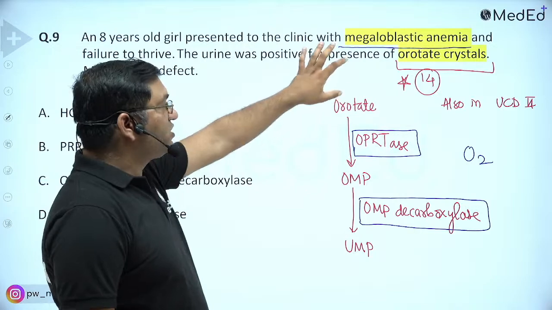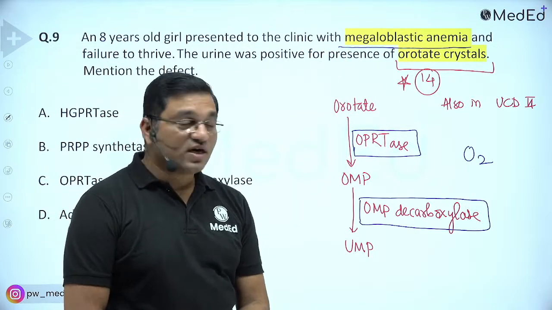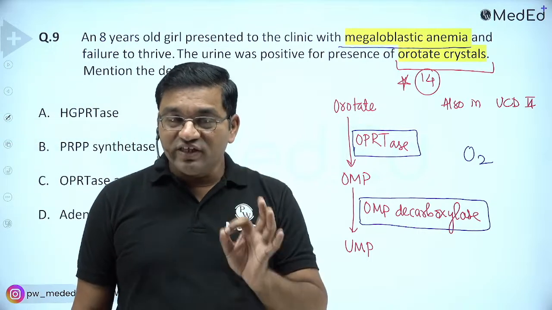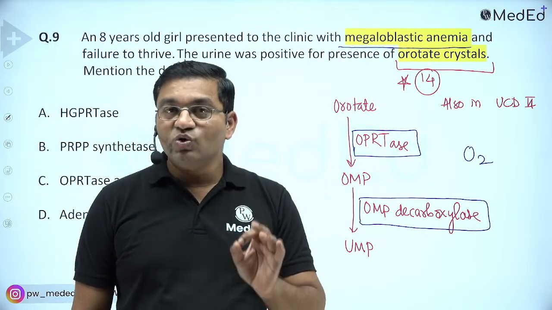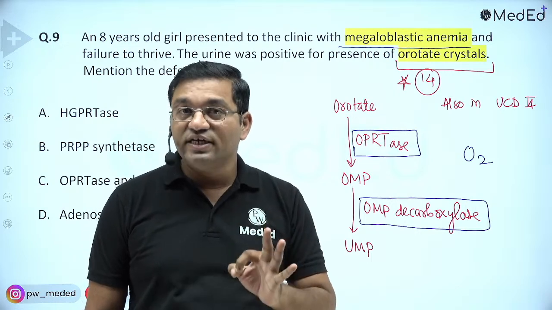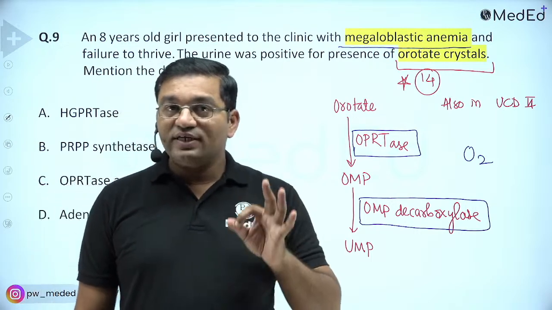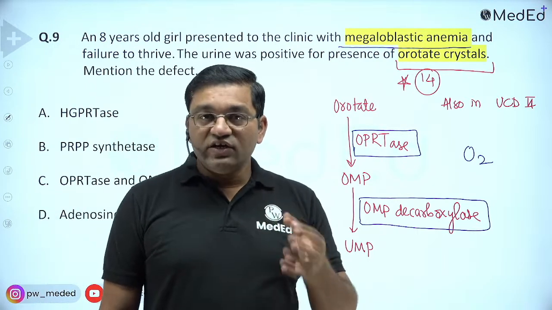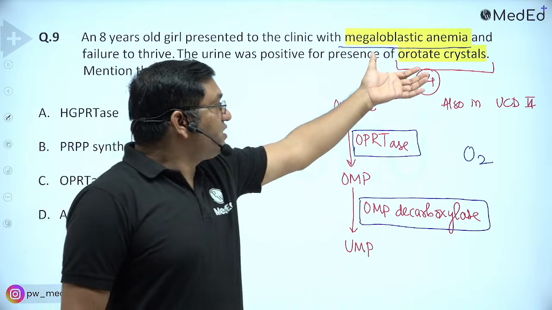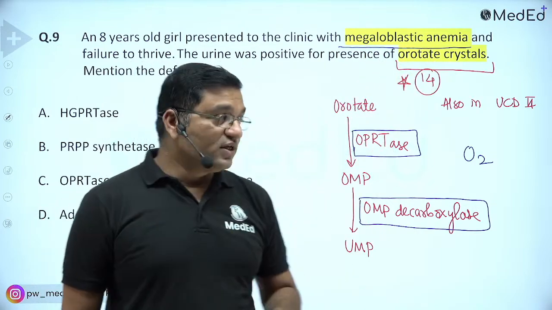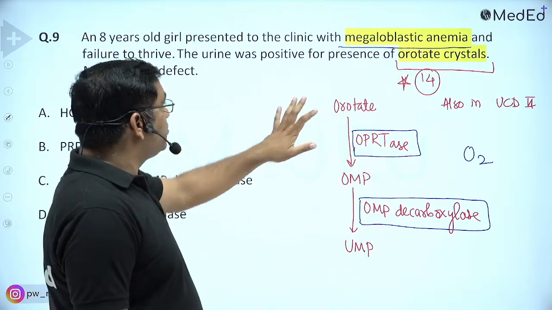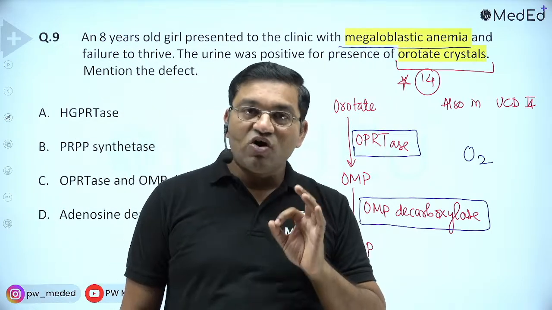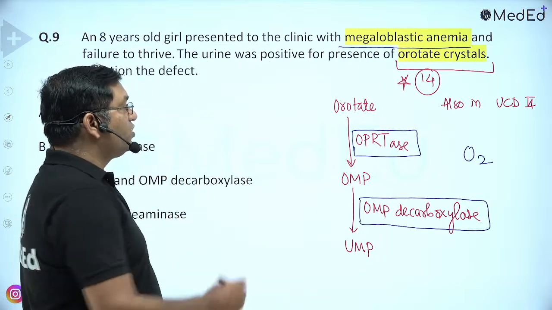So in orotic aciduria, there is megaloblastic anemia. Orotic aciduria is a disorder related with pyrimidine nucleotide synthesis, not degradation. In orotic aciduria, there is megaloblastic anemia, failure to thrive, and the excretion of orotate crystals in the urine. Apart from orotic aciduria, one disease is there in which orotate excretion in urine occurs, that is type 2 urea cycle disorder.